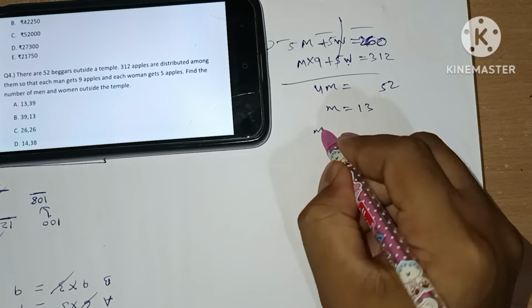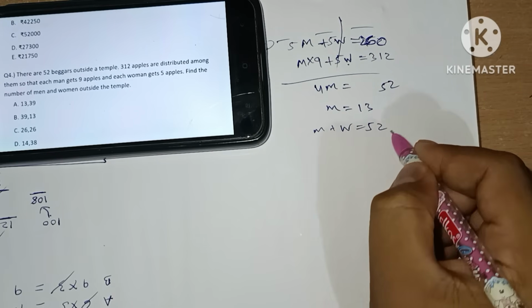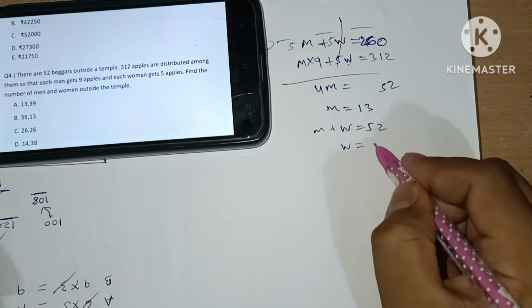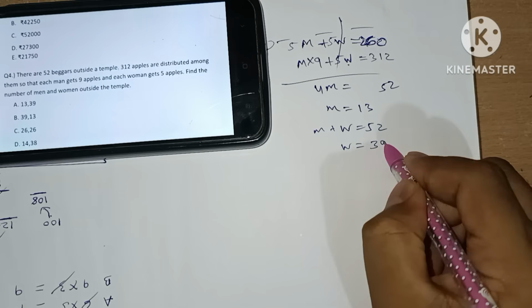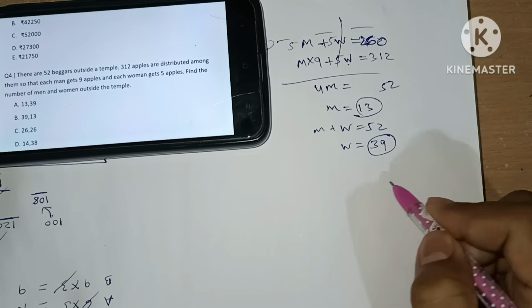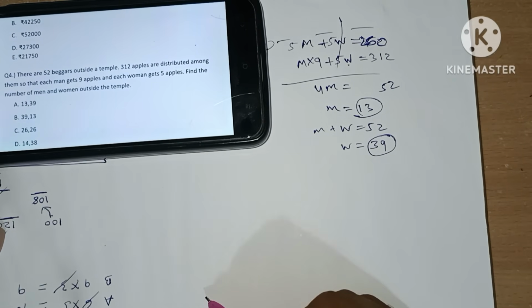We have m plus w equals 52. So women equals 39. So we got men equals 13 and women equals 39. Option A is our answer.